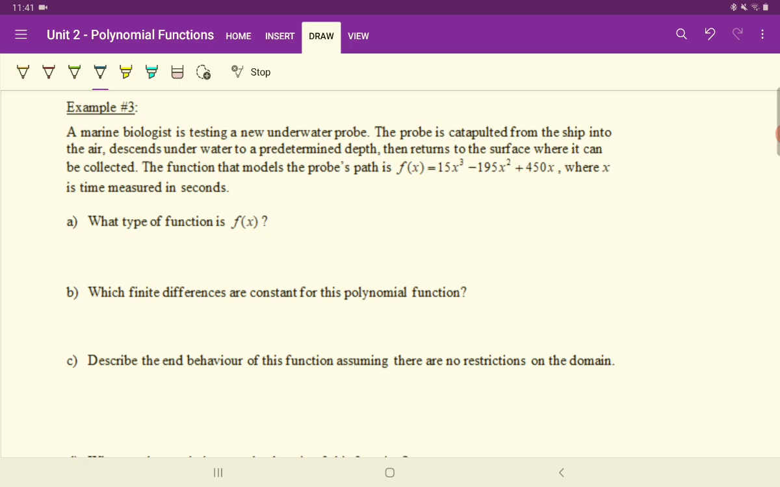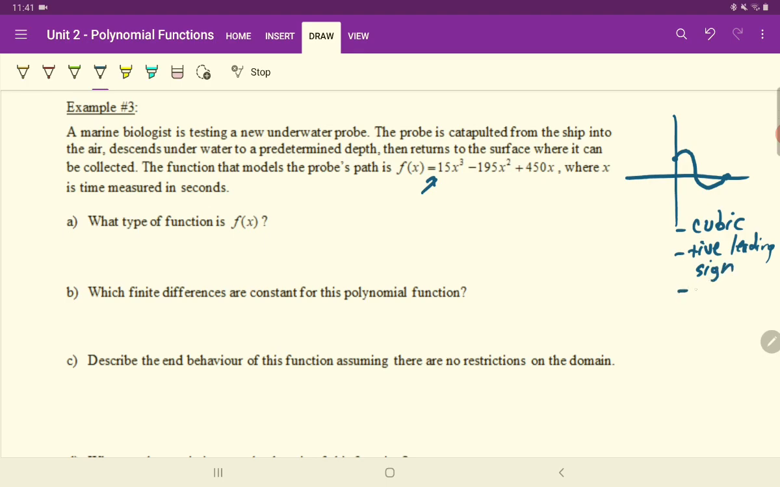So again, let's analyze this a little bit. The probe is catapulted from the ship into the air, descends underwater to a predetermined depth, then returns to the surface. So if I were to just quickly draw something, it gets catapulted from a ship, goes underwater, and then returns to the surface, kind of thing. Well, we have here a cubic function. I'm just going to start writing down some things that I know. I have a cubic function. The sign of the leading coefficient here is positive. So positive leading sign.